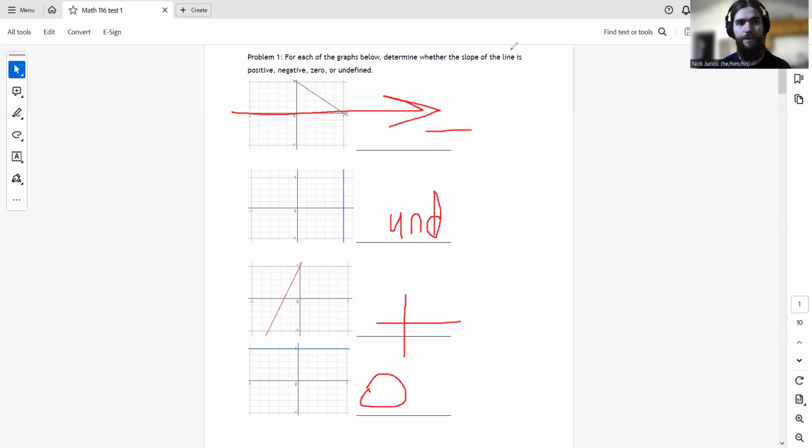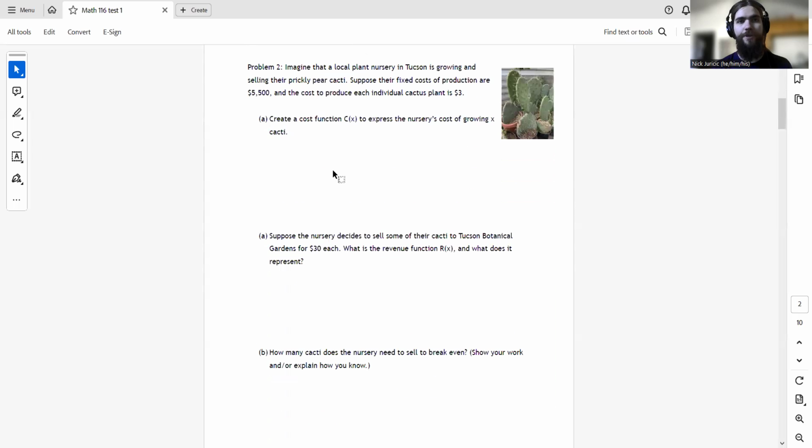So let's see if I can turn off the annotate tool. Scroll. Problem two.